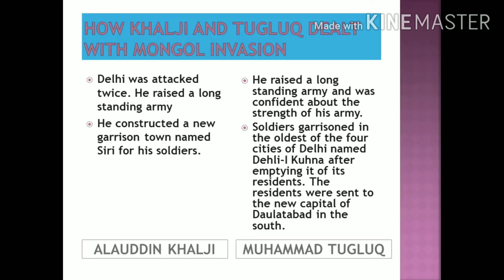Okay, then Alauddin Khalji, in order to station these large number of soldiers, constructed a new town and he named it as city. But Muhammad Tughlaq इतने सारे soldiers को रखने के लिए उन्होंने एक नई city establish नहीं की. Rather, दिल्ली की एक old city जिसका नाम था दिल्ली एक कुन्हा, उन्होंने उस city को खाली करवाया, वहाँ के residents को बाहर निकाला and he stationed his soldiers over there. And these residents, they were sent to the new capital which he established, and the name of this capital was Daulatabad, and this region of Daulatabad lies in Maharashtra.